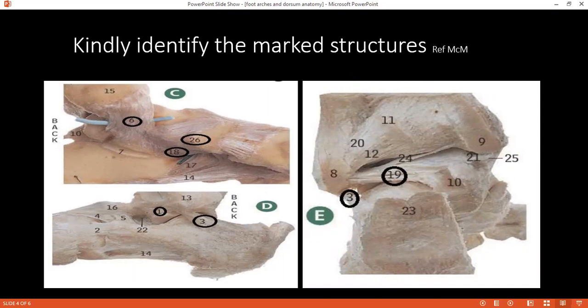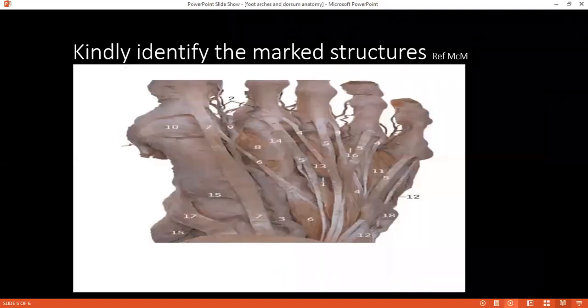Okay. What type of joint is the talonavicular? Ma'am, the talocalcaneonavicular is a ball and socket type of synovial joint. Very good. And the calcaneocuboid joint? Ma'am, that is the saddle type of joint. Okay. Right. Can you please tell me what are the movements which are present at the subtalar joint? The subtalar joint performs inversion and eversion of the foot.